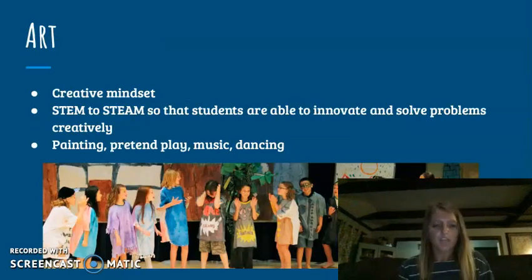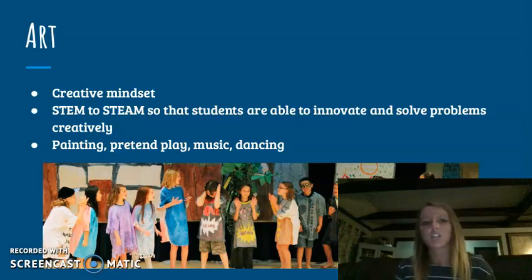Art. So, STEAM started out as STEM, and that lacked the A, which stood for art. And they decided to add in art because we want our students to be able to innovate and solve problems creatively. We don't want just one answer. We want all of our children to use their own brain and come up with their own answer, or everything would be the same. We want this difference in our students.